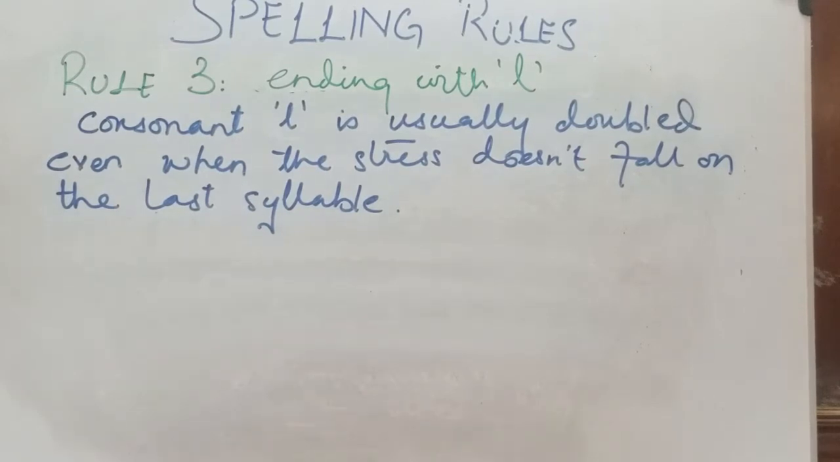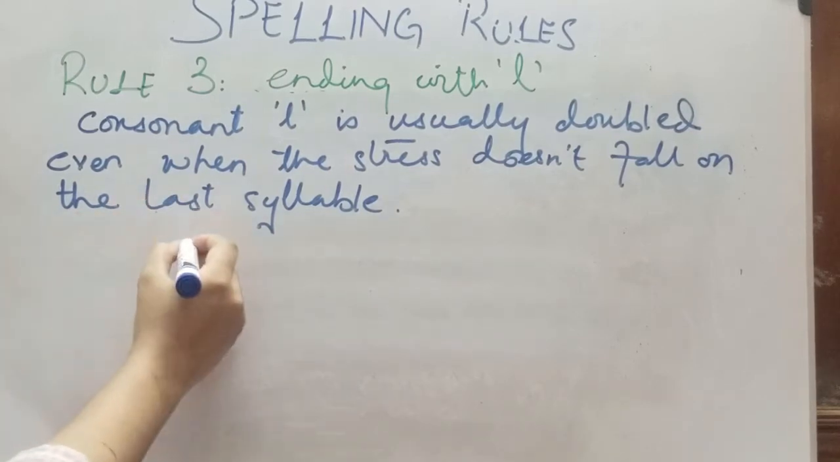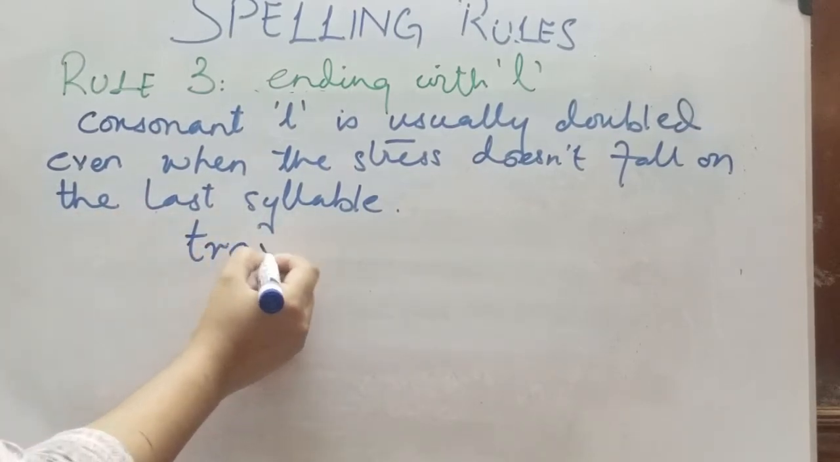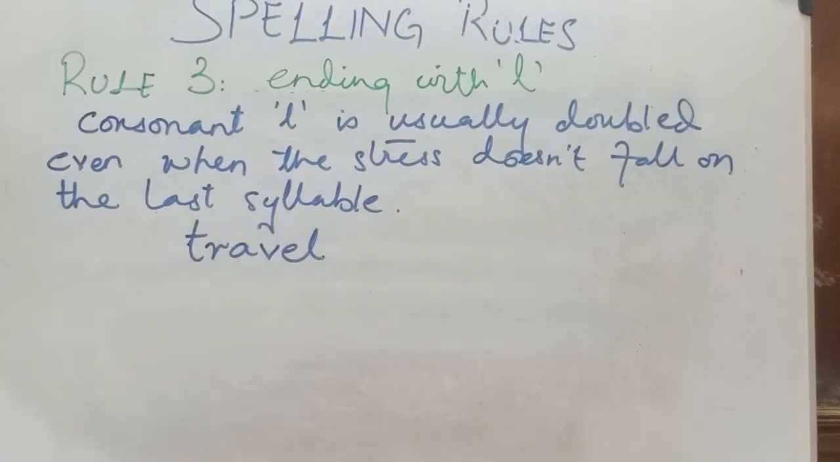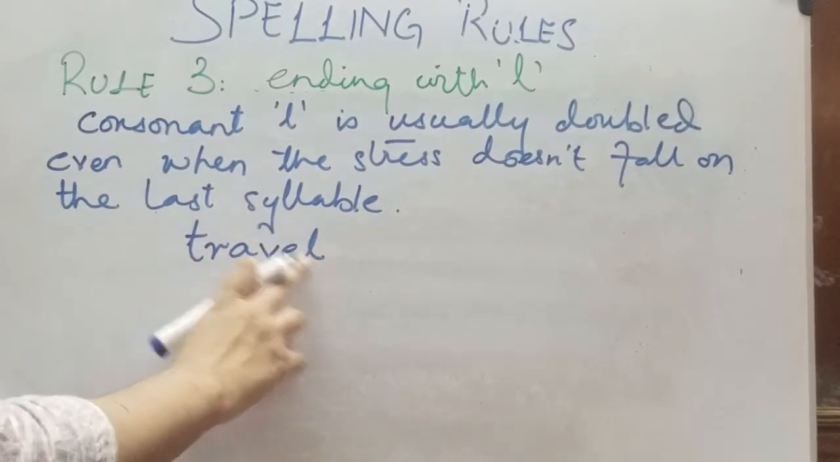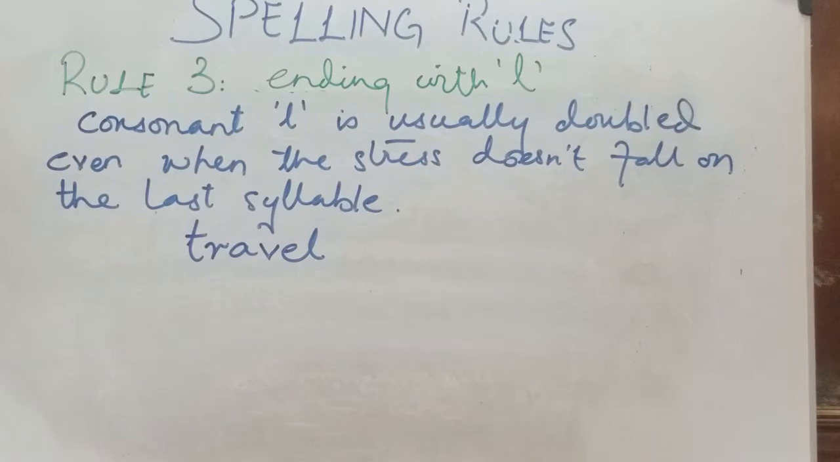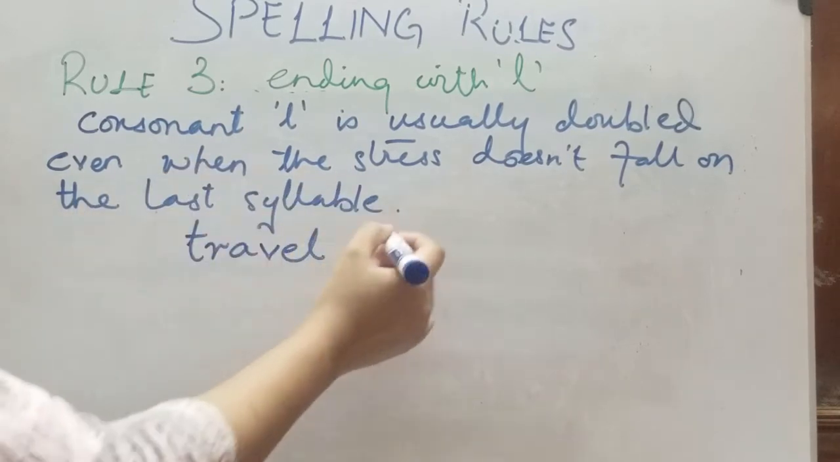Now let's move on to rule number 3, what it has to say. Now see, if your word is ending with an L, right, with the L, it is usually doubled even when the stress does not fall on the last syllable. Now let's see an example what this definition is trying to say. For example, we have travel, right? Now it's ending with a single L, but whether your syllable is a single one, double one, triple one, or multiple times, you are going to convert this as traveler.